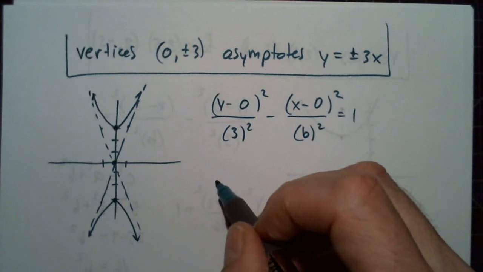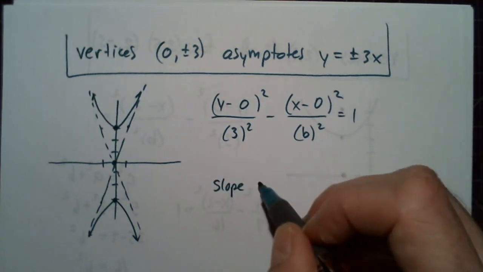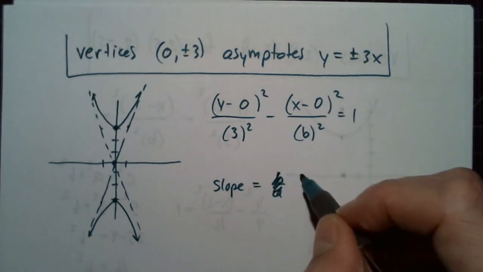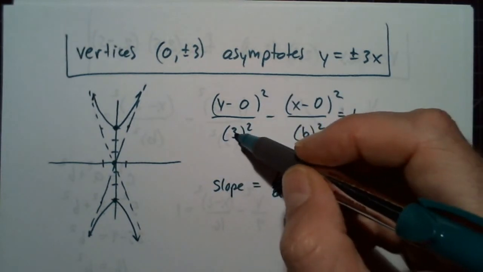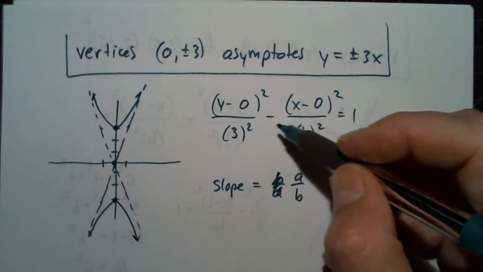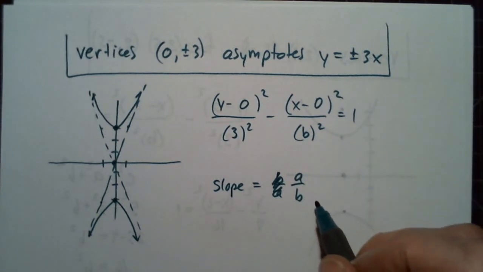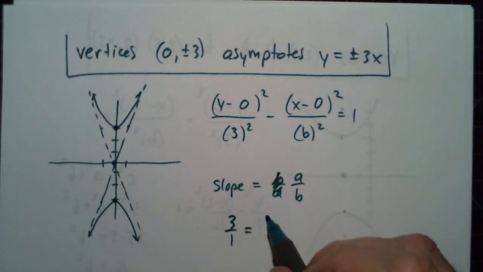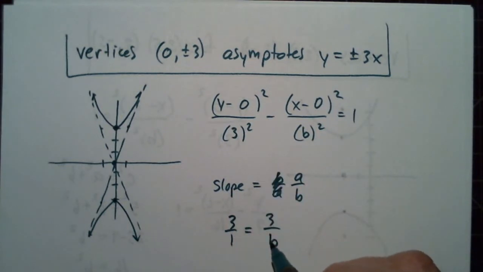So the slope is always going to be, well, in this case, b over a. Nope, it's a over b. The slope from the previous lesson was always the number under the y, the rise, over the number under the x, the run, rise over run. And so now we have a slope of 3 over 1, and we know that the 3 is in the equation over b, so we can see that b is going to be 1.